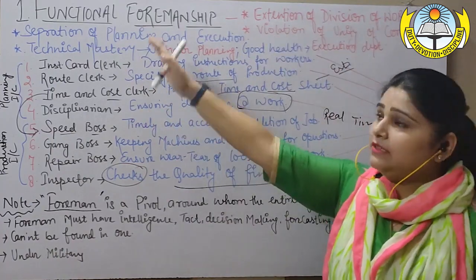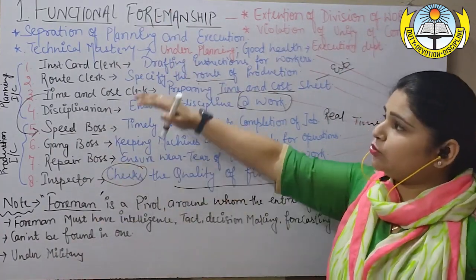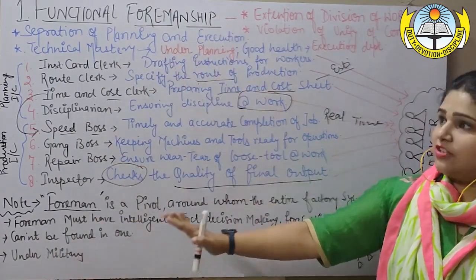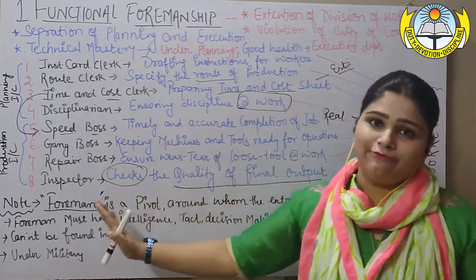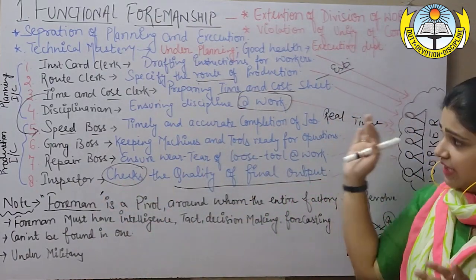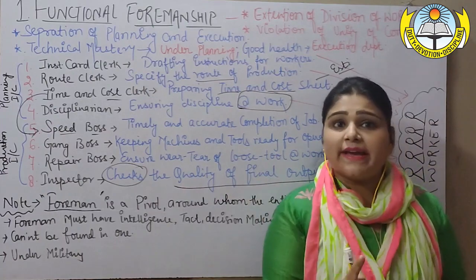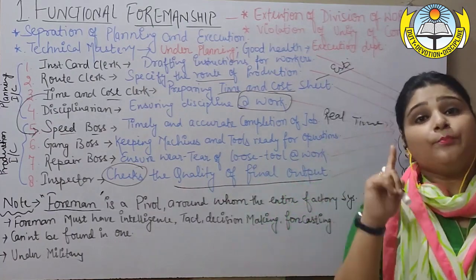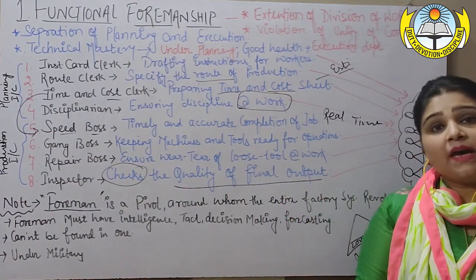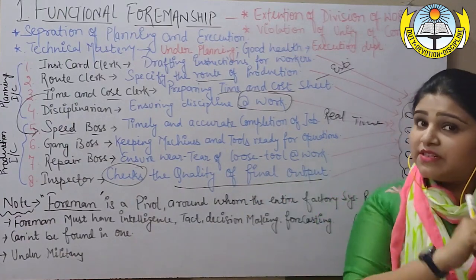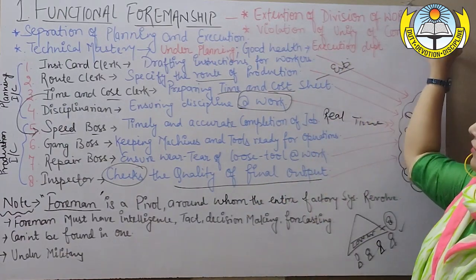If you can see, the total organization has been split into two parts, planning and production. So till here it is division of work. But at the same time, this technique of Taylor violates one of the major principles given by Henri Fayol, and the principle was unity of command.